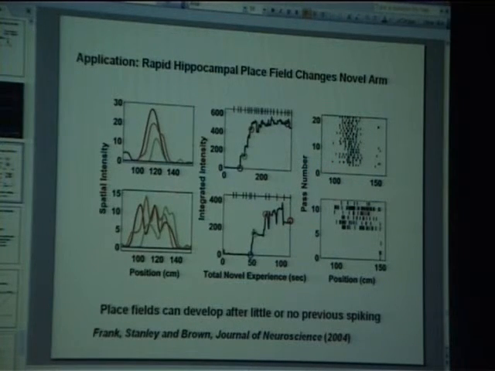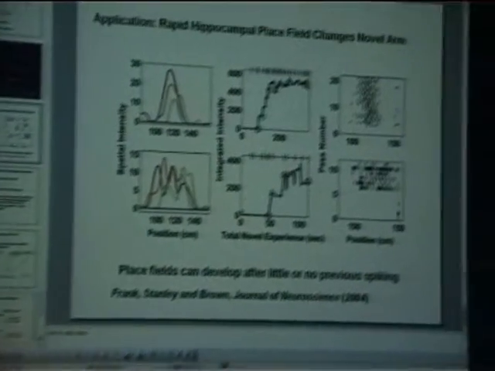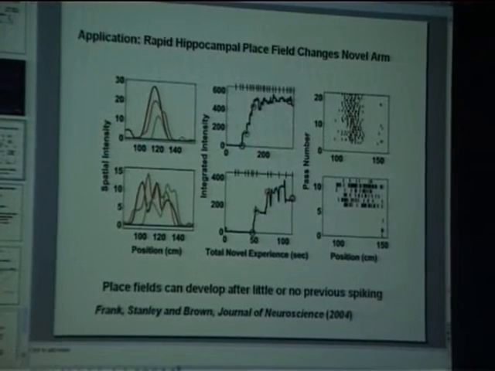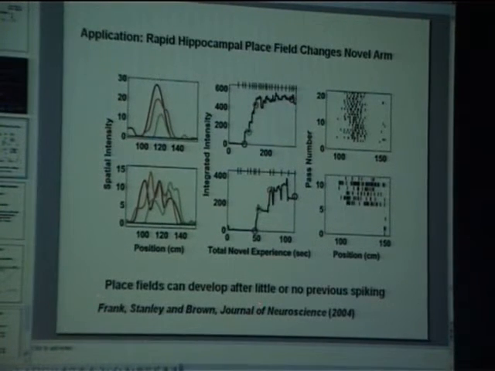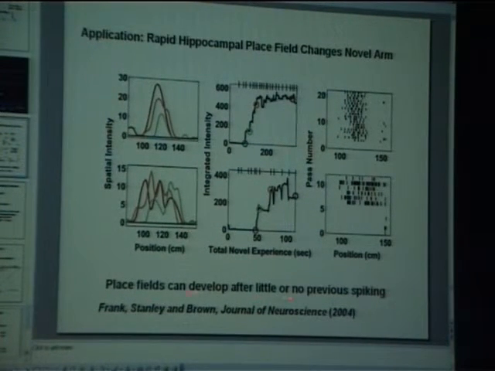Now, there was also the other case. We did see some neurons which increased gradually, and there were some neurons which actually decreased their spiking activity. But essentially 40% of the neurons showed this type of behavior. So the thing which we could actually say is that these place fields can develop after very little or no previous spiking being manifest.